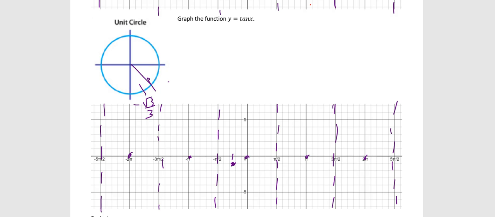We had a -1, and then up here at negative pi over 6, we would have, oh man, I did that wrong, didn't I?